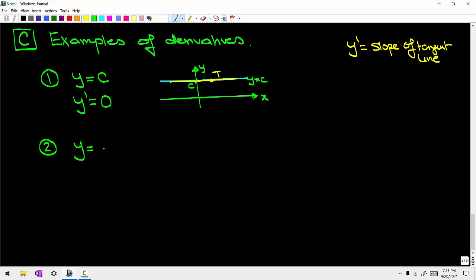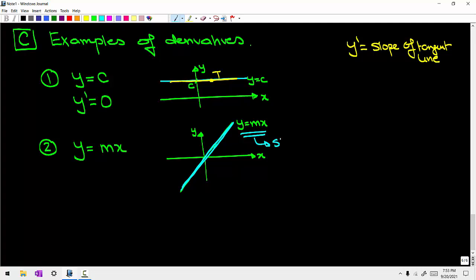2. If I have y is equal to some mx, so that line looks like this. M is some number, so it would look something like this. So this is the graph of y is equal to mx. Once again, if I pick any point on this line and draw a tangent line there, that tangent line will be the same as the line that we have here. What is the slope of this line? Well, slope is always the coefficient of x once you isolate y. Y is already isolated, so slope here is just m.